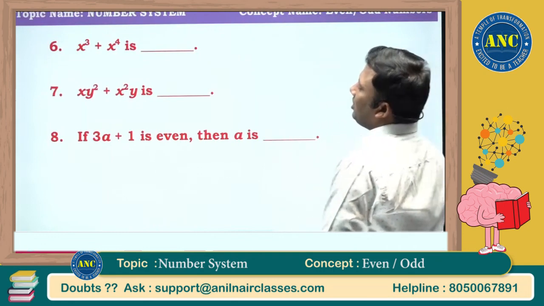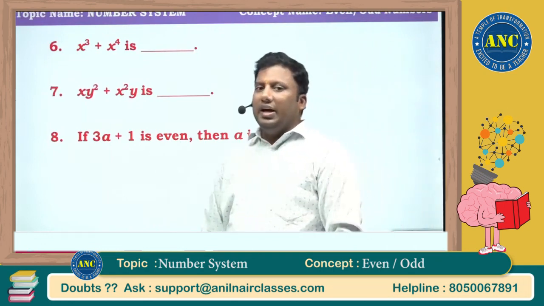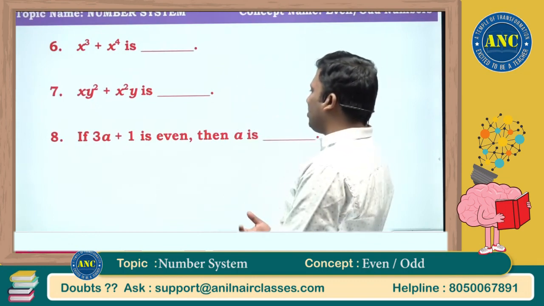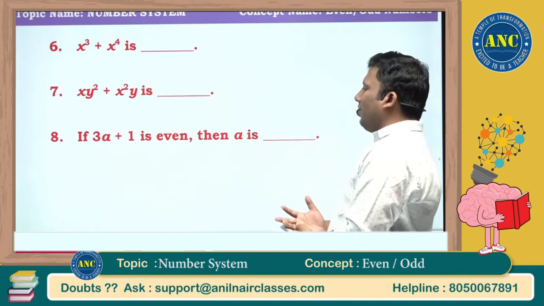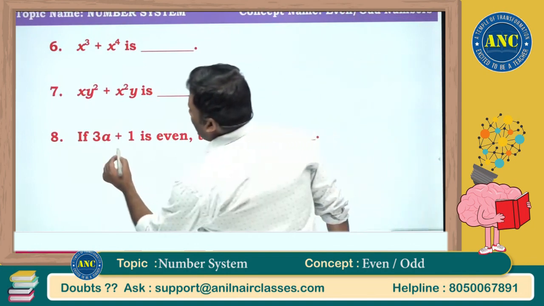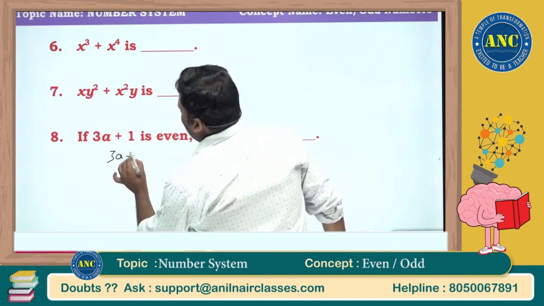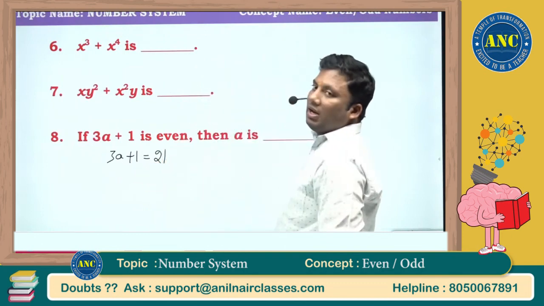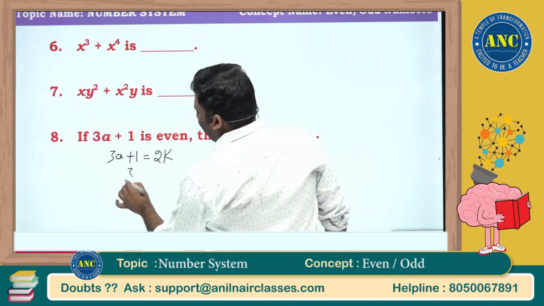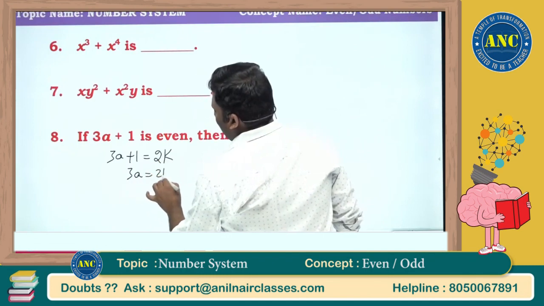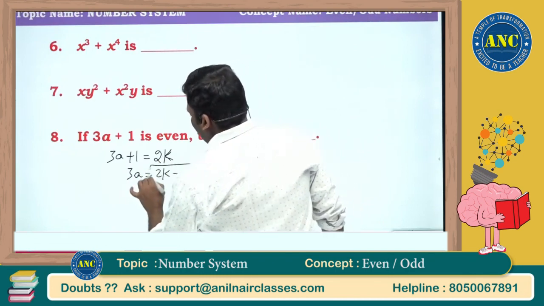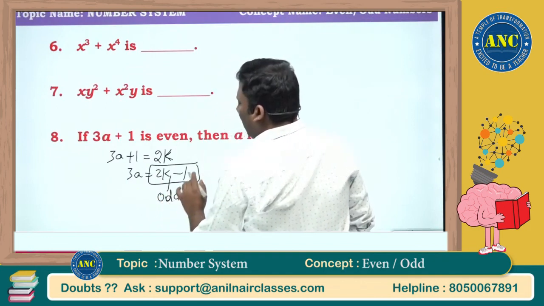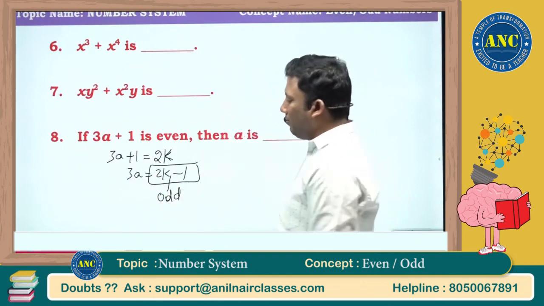x cube plus x power 4, xy square plus x square y. 13a plus even 1 is even, then a is... Now see here, 8th question. 3a plus 1 is an even number. Even number is of the form 2k. 3a is equivalent to 2k minus 1. 2k minus 1 is an odd number.